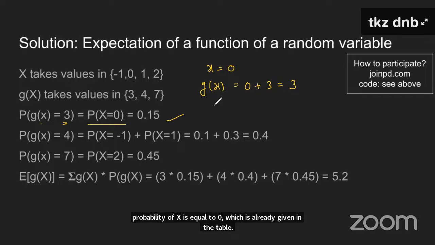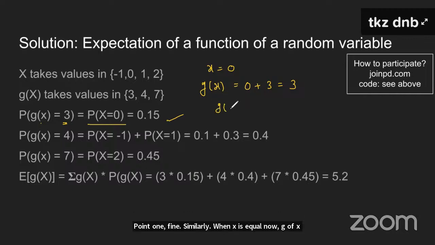Similarly, now g of x can take the value 4. It will attain the value 4 whenever x is -1 or +1, right? So we will add the probabilities corresponding to that, that is 0.1 plus 0.3. I have taken the values from the table only, okay? So it's 0.4. Now g of x will take the value 7. For 7, we calculate the probability x is equal to 2, which is 0.45. All the probabilities are given in the table.